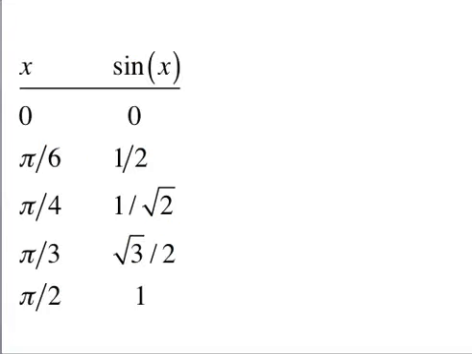So we take a look at our sine function. Sine of 0 is 0. Sine of pi over 6 is a half. Sine of pi over 4 is 1 over root 2. Sine of pi over 3 is root 3 over 2. Sine of pi over 2 is 1. These need to be committed to memory, but you can certainly develop them from 30, 60, 90 triangles, 45, 45, 90 triangle, and the unit circle.